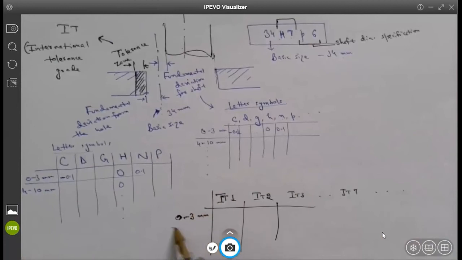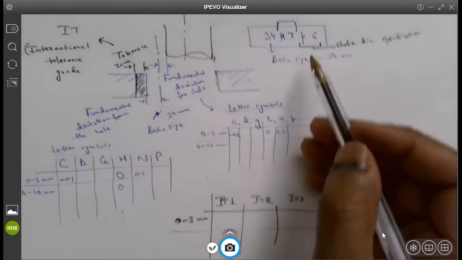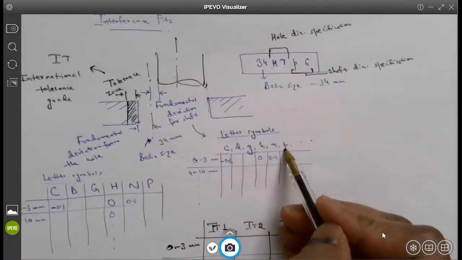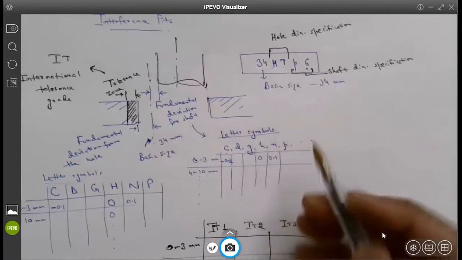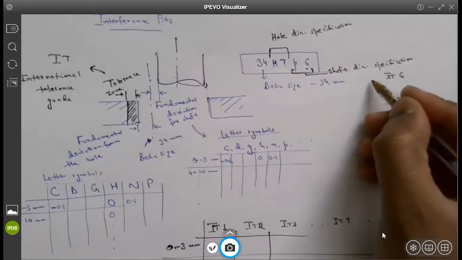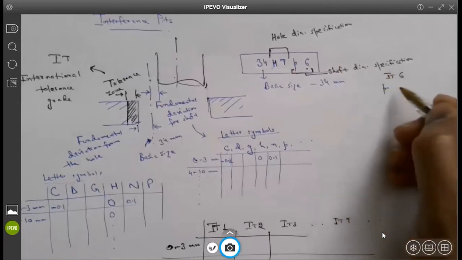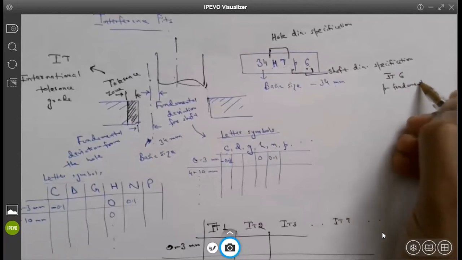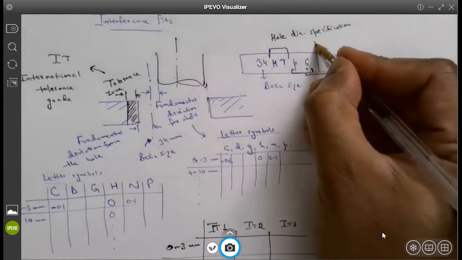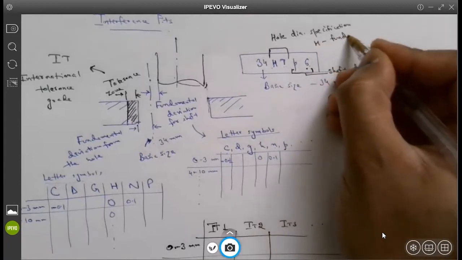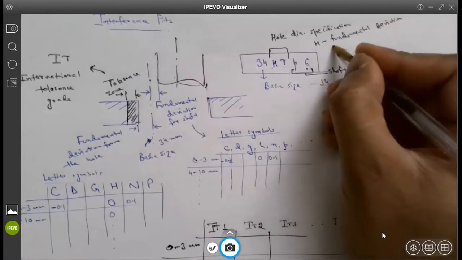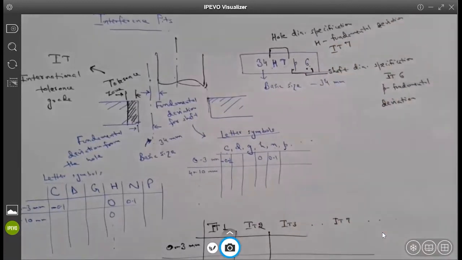Professor, what is that symbol by the shaft diameter specification? P6. P stands for the fundamental deviation and 6 stands for the IT grade. So IT grade 6 here, and P is the fundamental deviation. Here, the fundamental deviation is given by letter H, and IT grade 7 is the specified tolerance zone.